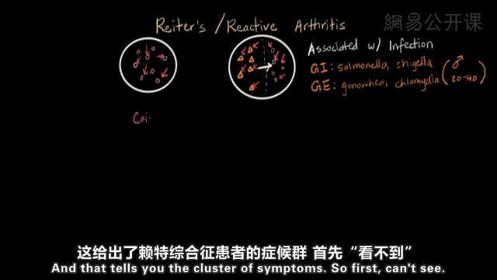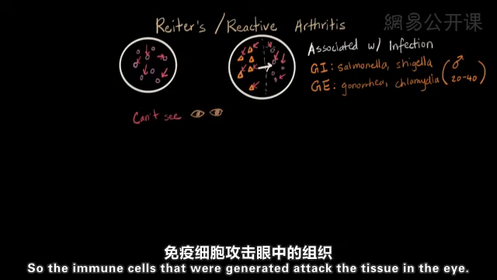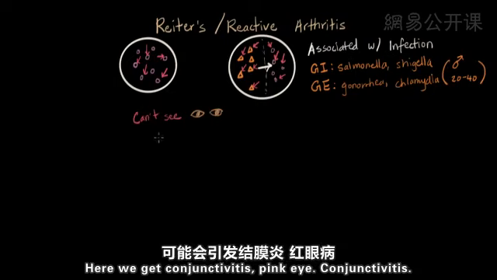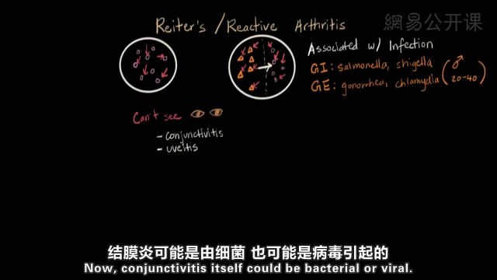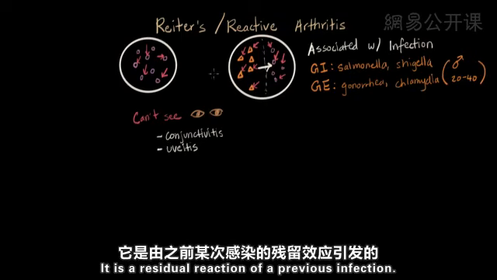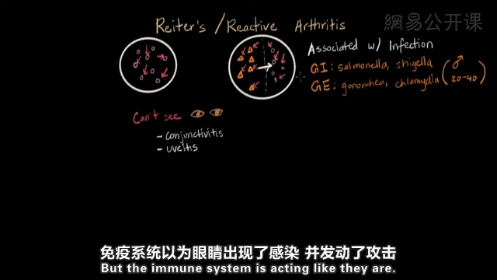So first, can't see. In the eyes, we have some sort of reaction. The immune cells that we generated attack the tissue in the eye. Here we get conjunctivitis, pink eye, and uveitis, which is in the anterior chamber of the eye. Now, conjunctivitis itself could be bacterial or viral, but in this case, it is neither. It is a residual reaction to a previous infection. So the eye itself is not infected, but the immune system is acting like it is.